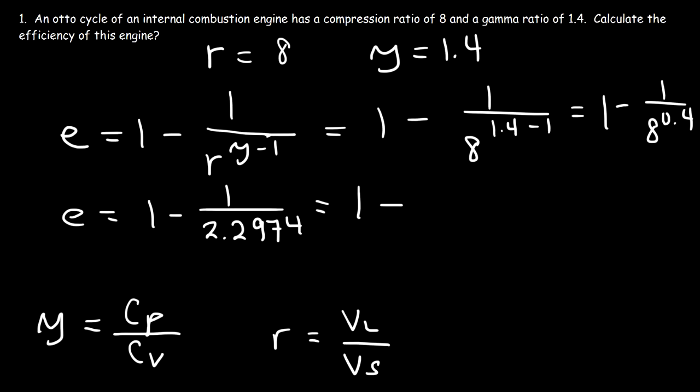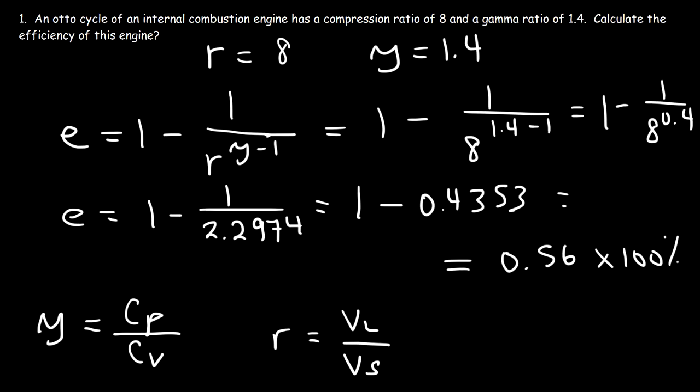And 1 over 2.2974, that's 0.4353. And that shouldn't be in a fraction anymore. So 1 minus that number, that's equal to 0.56. So that's the efficiency. And if we multiply it by 100, we could say that it's 56% efficient. So this is the answer.